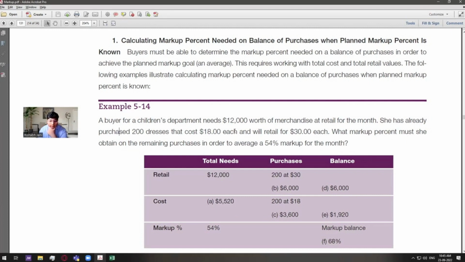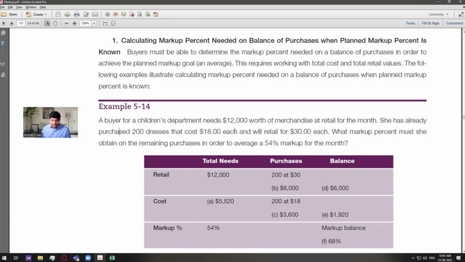Okay, very good. So this is a bit of a different example from what I mentioned earlier. Earlier I mentioned what was going on with cumulative markup. This is you've made a set of purchases, but it doesn't hit your goal. And so you need to make another set of purchases, but you need to mark that up by a little bit more so that you reach your markup goal. So let's understand this problem.